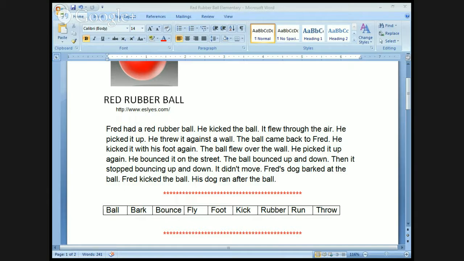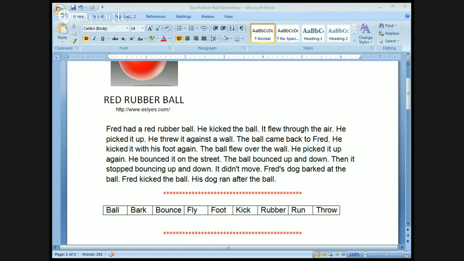Why do you think Fred picked up the ball? Fred picked up the ball so he could kick it again. Do you think Fred would like to kick the ball again? Yes. That is why he picked up the ball.